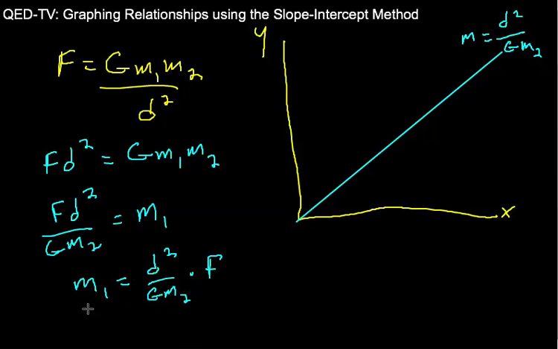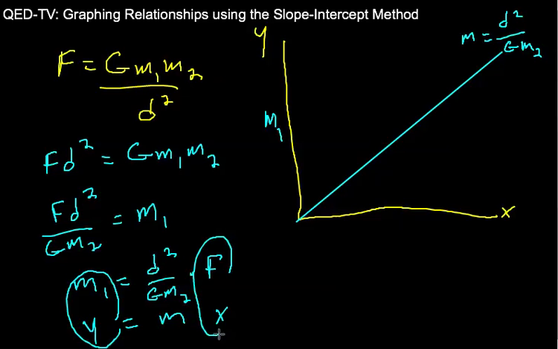And now if you look at it, we have something that correlates to Y equals MX. So what am I going to put on the Y-axis? I'm going to graph my mass 1. What am I going to put on the X-axis? I'm going to put force. And if I graph mass 1 versus force, I'm going to get a straight line, according to this equation, and the slope is going to be d squared over GM2. So that would work. I could do it that way. All right, let's do an easier one.